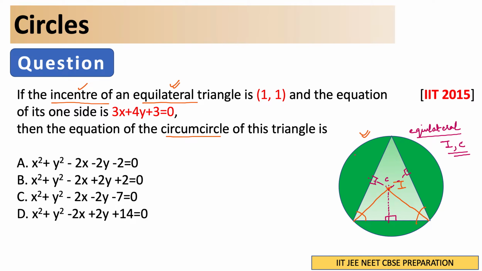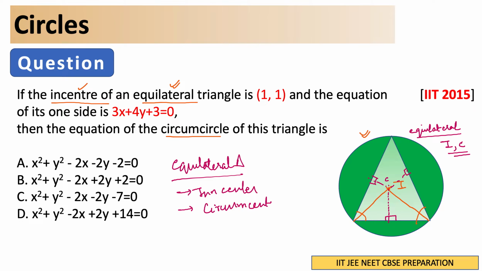Because in an equilateral triangle, your incenter, your circumcenter, and also the centroid and everything are going to coincide, right? They are going to coincide. So the point is the same. That means we don't have to find the circumcenter separately. This incenter is the circumcenter also.